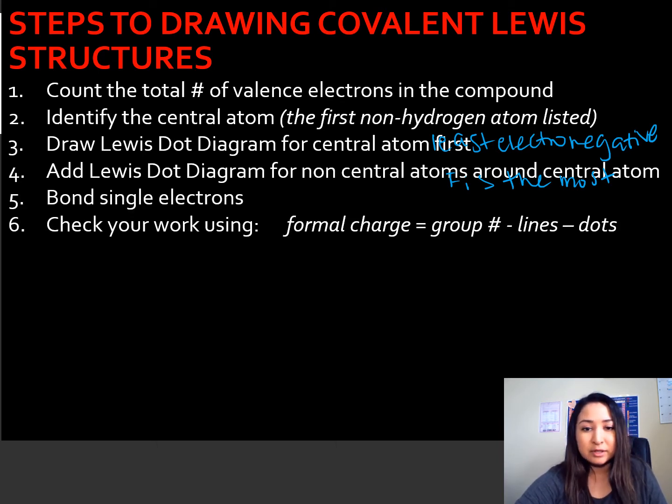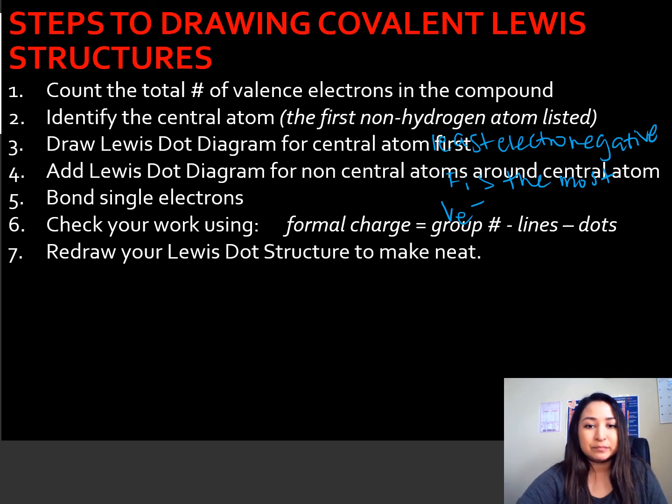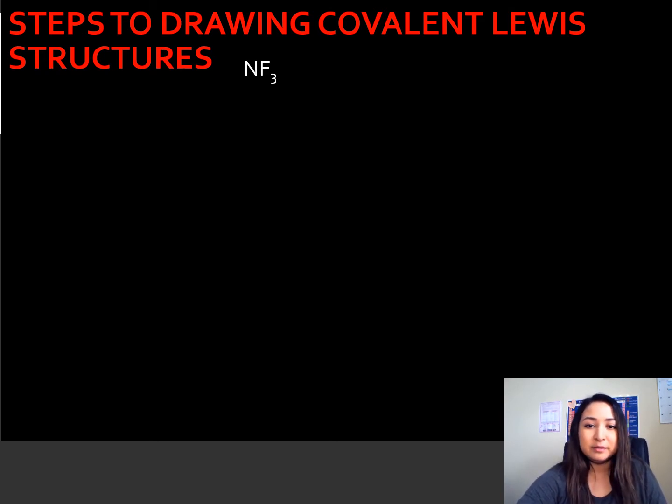You bond the single electrons and you check your work using formal charge, which is the group number, so which column they're on, minus the lines, minus the dots. Or you can say valence electrons, minus lines, minus dots. And then you redraw your Lewis dot structure to make it neat, and you would then get your Lewis structure. So let's try this one, NF3.